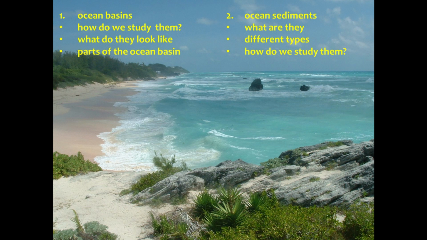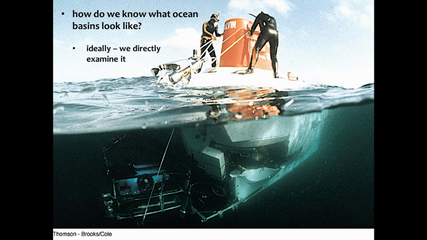What are these sediments? What is a sediment? The different types of sediment that can occur, as well as how we take a look at these sediments and study them. How do we know what ocean basins look like? How do we know what the ocean floor looks like? Remember, these are areas in the earth that are covered by 2 to 3 to sometimes 7, 8, 9 kilometers of water. So how do we know what they look like?